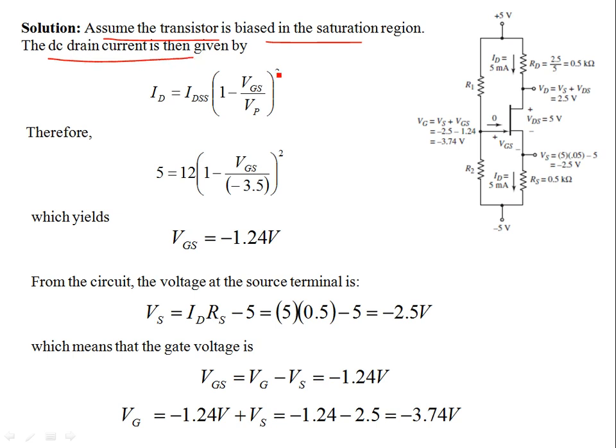The DC current is then given by the relationship. You see there is no dependence on VDS because lambda is 0. For this relationship, the modulation parameter lambda is 0. So you're given the pinch-off voltage, you're given IDSS as 12 milliamps, and ID is supposed to be 5 milliamps. So you can find VGS from this expression. It comes out to be minus 1.24 volts.